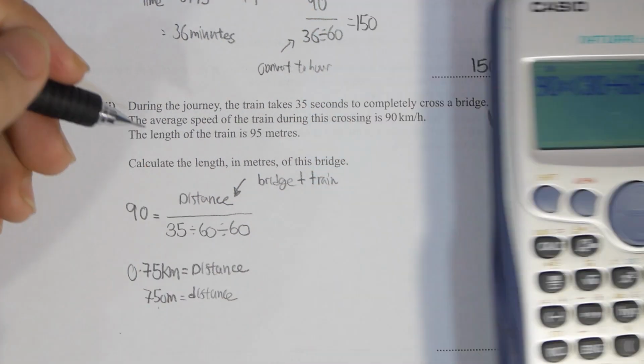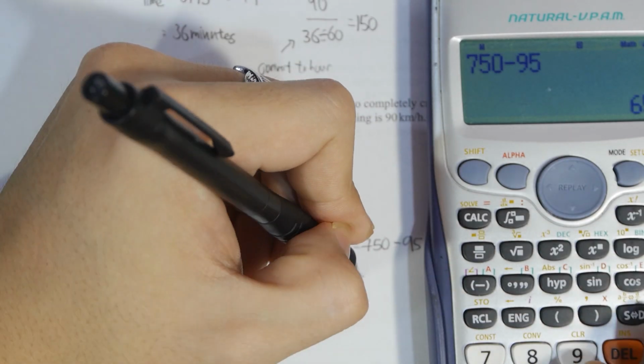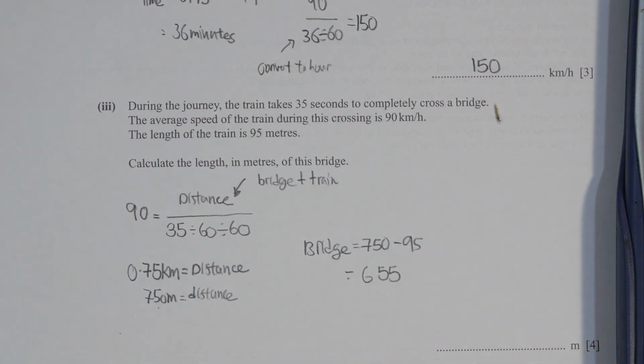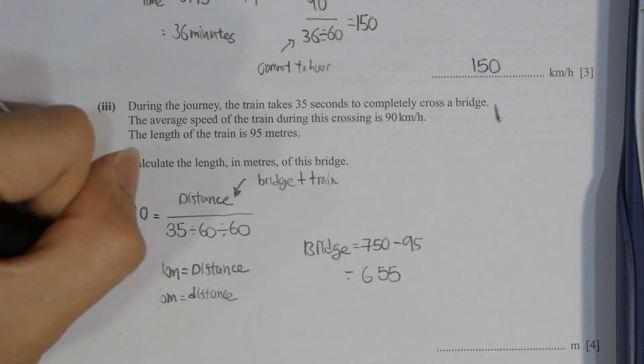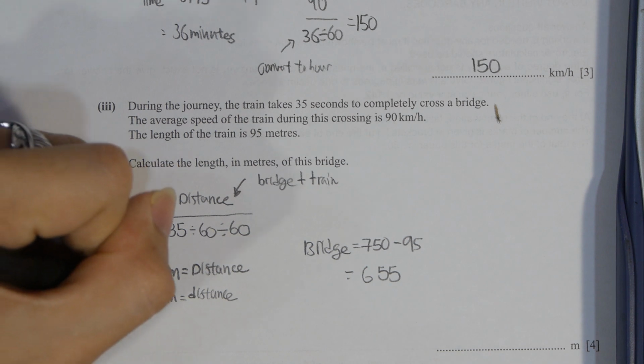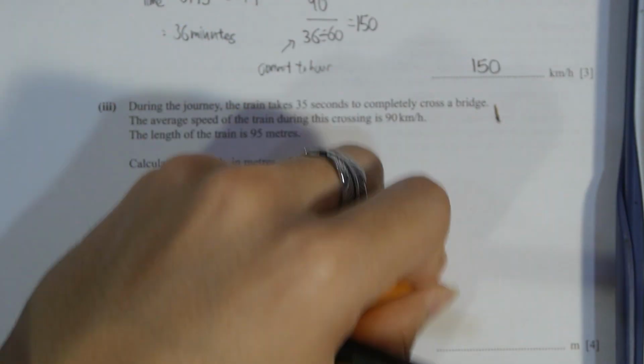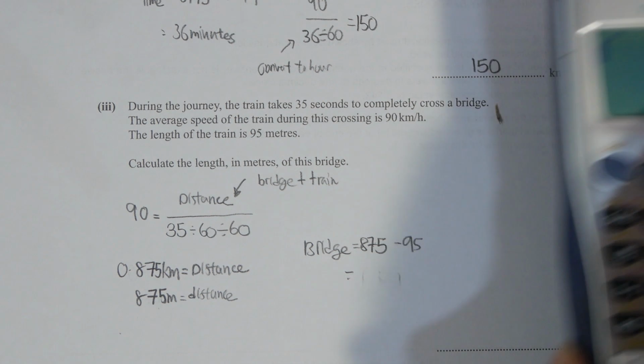And to find the length of this bridge, simply minus this result with 95. Then you will get 780. So I did a miscalculation over there by keying in 30. Okay, so I adjusted it, so it results in 780 meters.